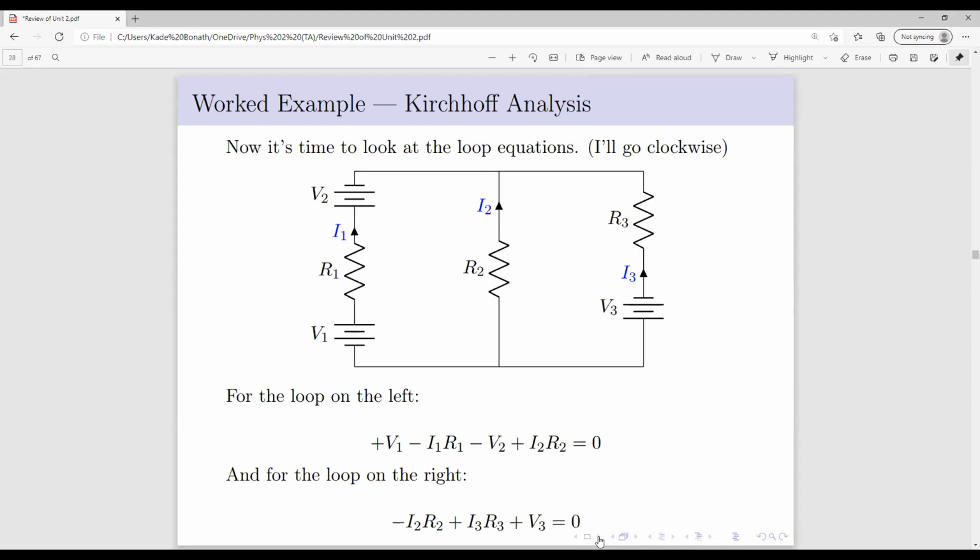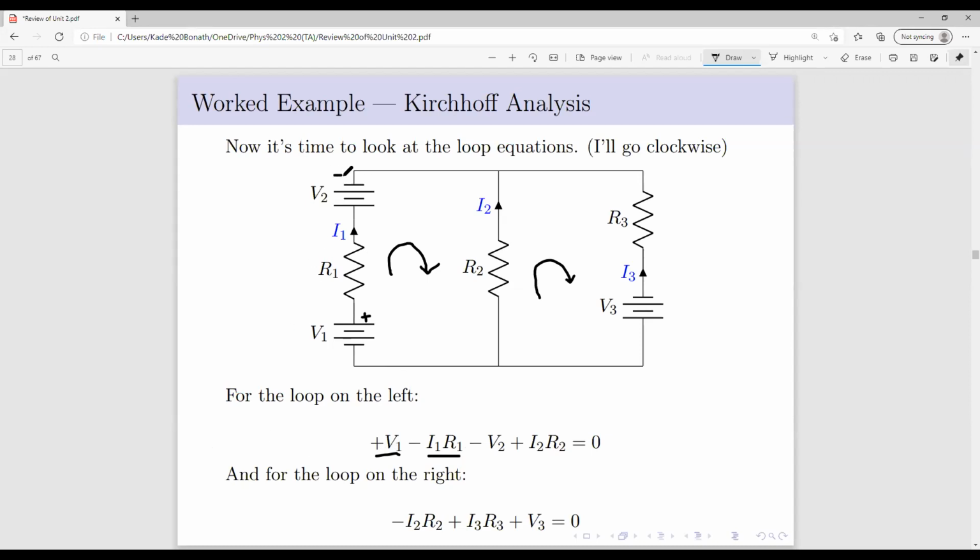Now we're going to work through the loop rules for each of these, going in the clockwise direction. I'll indicate that here. This should be very consistent with some of the definitions we gave earlier. If I go through this left-side loop, I come out on the positive terminal, indicated by that longer line, so I have an increase in voltage going across V1. But I'm also going in the direction of current for resistor 1, so I'll have a drop in the subsequent voltage there.